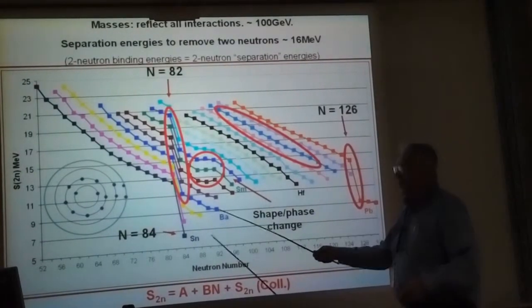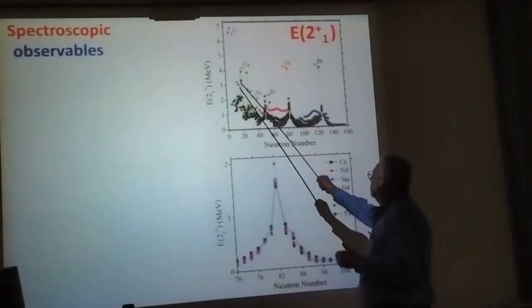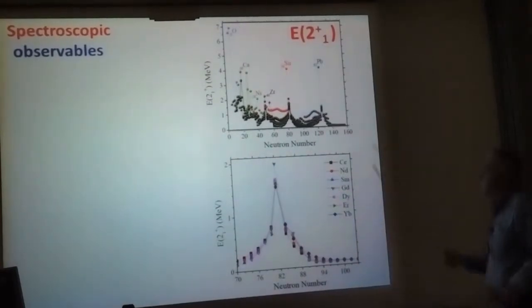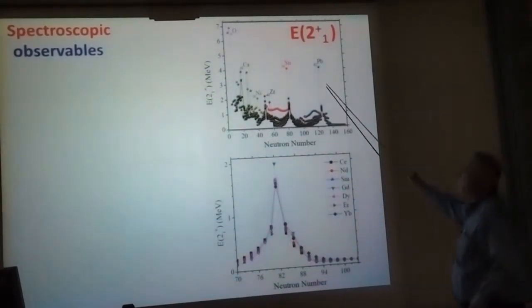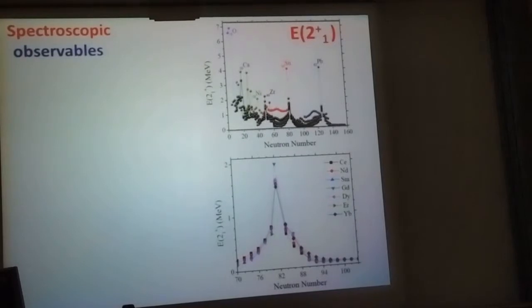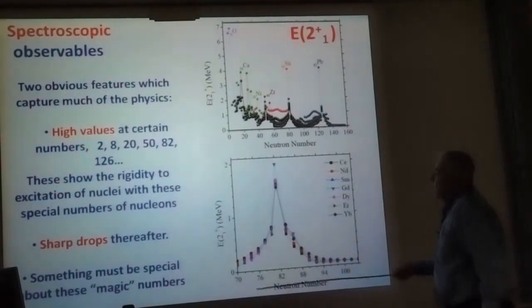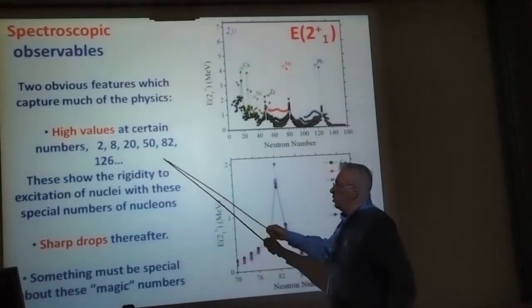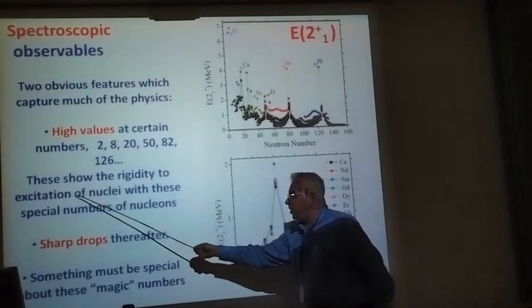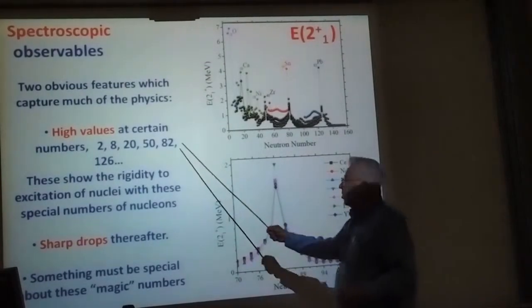And if I had shown you this data for the entire nuclear chart, you would see other numbers. Some of those other numbers are 2, 8, 20, 28, 40, 50, 82, and so on. So what you see is that the first 2+ state jumps in energy very dramatically when the number of neutrons reaches a specific number. And after that, it falls off rather rapidly. So those are the 2 obvious features. These high values occur at these special numbers. Somehow the nucleus is very rigid to excitation when you have those numbers of nucleons. These numbers are called the magic numbers.